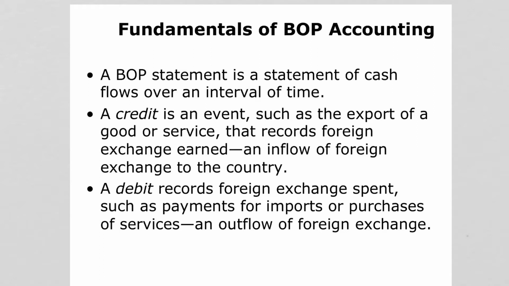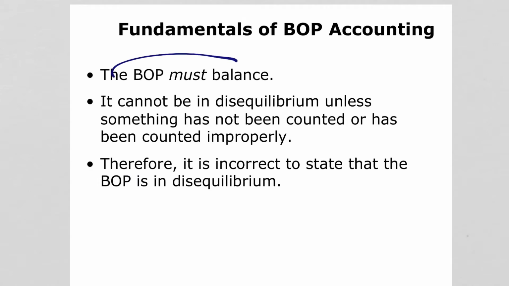The balance of payments statement looks at a statement of cash flows over an interval of time. Often it's over a year, for example. And with a balance of payments, you've got credit and debit. A credit is an event or a transaction that gets recorded that records foreign exchange inflow into the country. Think of a credit as being like an export of a good or service. Meanwhile, a debit is like money spent, an import. One key feature of the balance of payments is that it balances to zero.